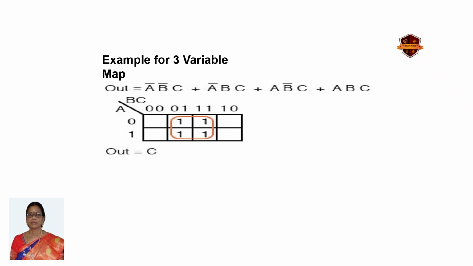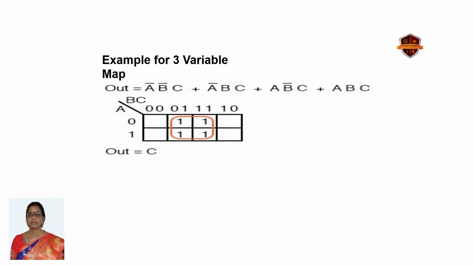So all 4 ones are adjacent to each other, so you can group accordingly. Now we have to write the result, which is a single variable. Row-wise you cannot take because both change between 0 and 1. Column-wise, if you take 0, 1 and 1, 1, then 1 is common, which corresponds to C. Hence the output is C.